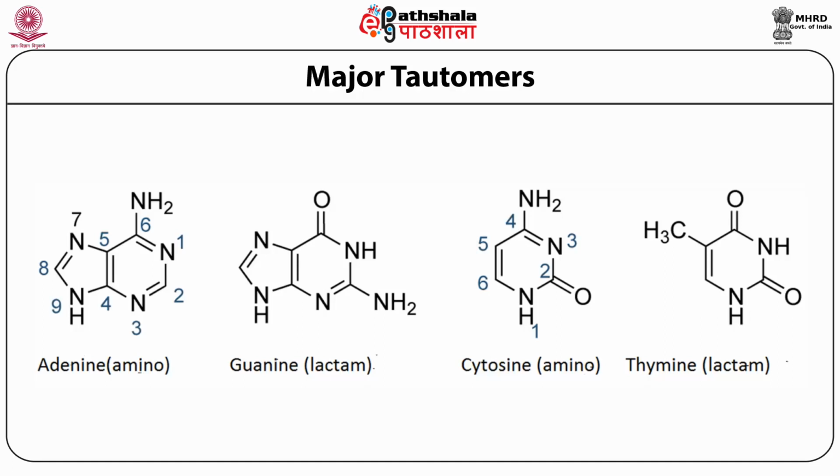Thymine has the same numbering as cytosine, N1, C2, N3, C4, C5 and C6, whereas two carbonyl groups are connected at C2 and C4, and there is a methyl group which is connected at C5.